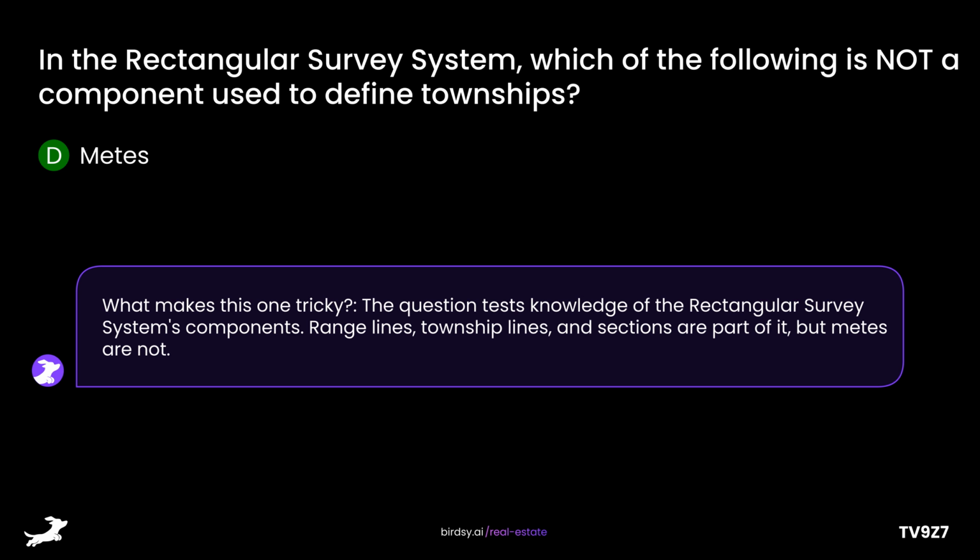What makes this one tricky? The question tests knowledge of the rectangular survey system's components. Range lines, township lines, and sections are part of it, but metes are not.